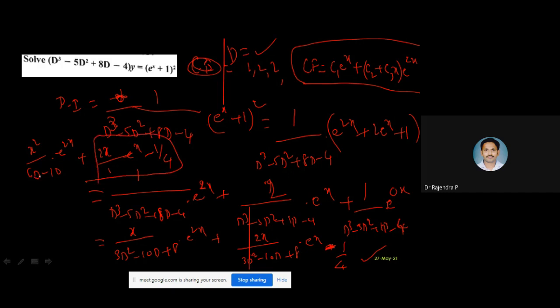And here still d's are there. Now you substitute d here. In place of d, 2 you substitute. Are you getting the answer or not? x square by 2 into e power 2x plus the other two terms. So x square e power 2x by 2 plus 2x, what is the remaining one? 2x e power x minus 1 by 4. Very good. So this is your particular integral, and we have your complementary function. Both you add up, that will give your complete solution.